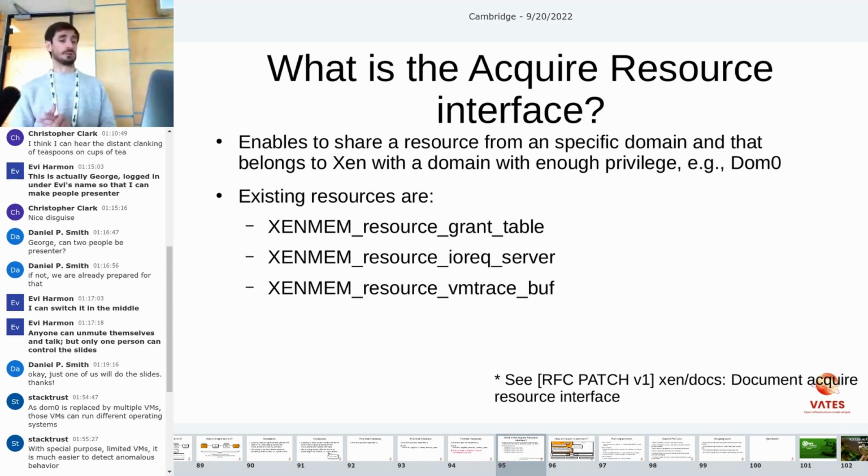Currently, there are 3 resources: the event table, the IO request server, and the VM trace buffer. Just to have a more concrete idea of what I'm talking about, for example, QEMU, which is a process in DOM0, uses the IOREQ server for a particular domain. If you want to know more about the acquired resource interface, I have submitted a request for comments explicitly to document this interface. So if you want to see that patch, feel free to do it.